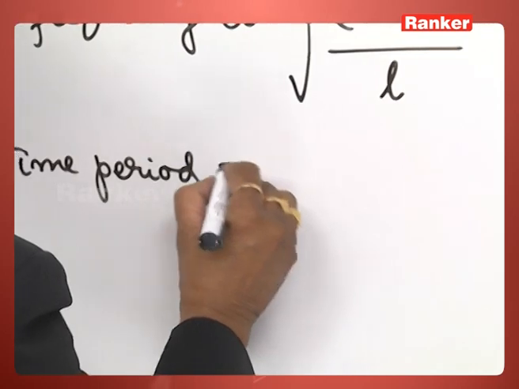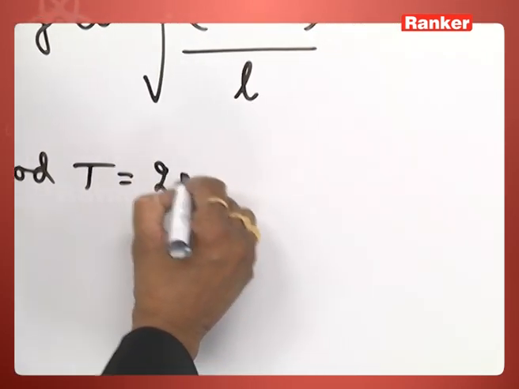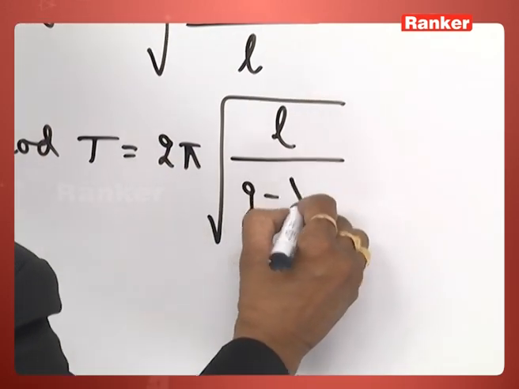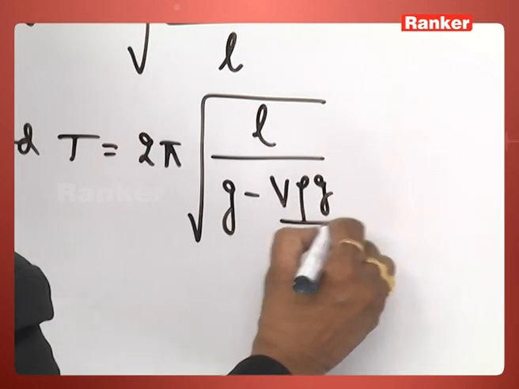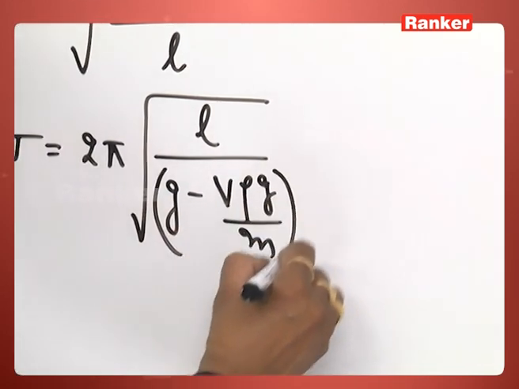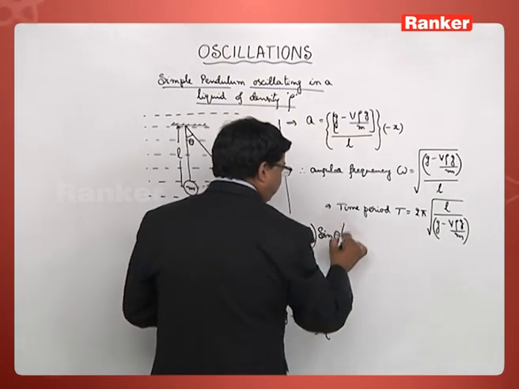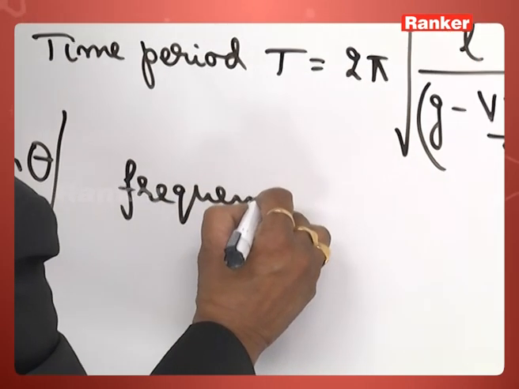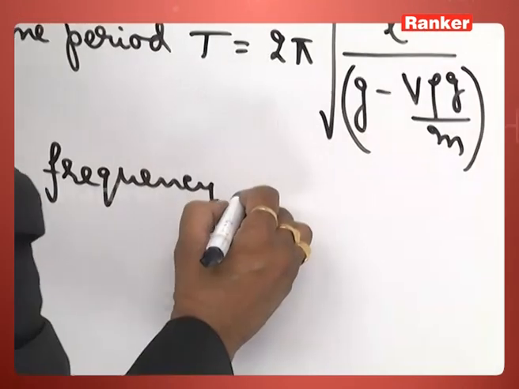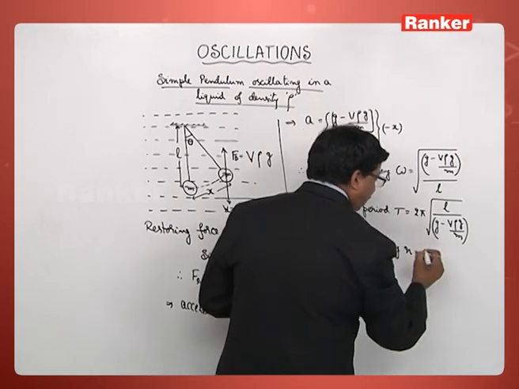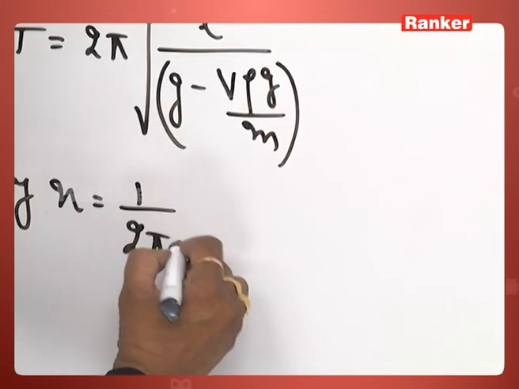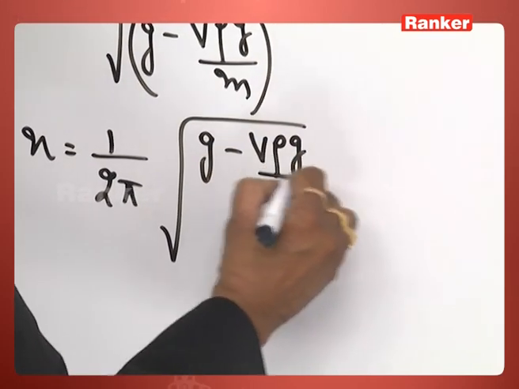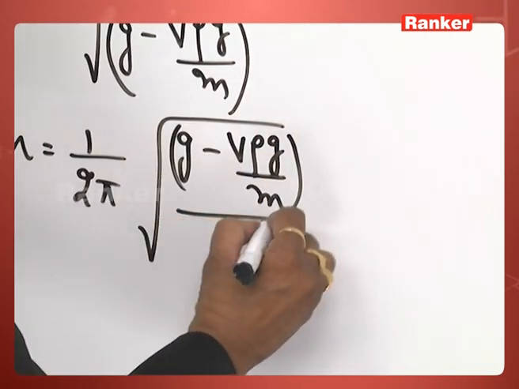Time period T of course can be written like this: 2 pi under root L by g minus v rho g by m. Exactly in the same manner, what would be its frequency of oscillation? That is n, which is the reciprocal of the time period: 1 by 2 pi whole under root g minus v rho g by m divided by L.